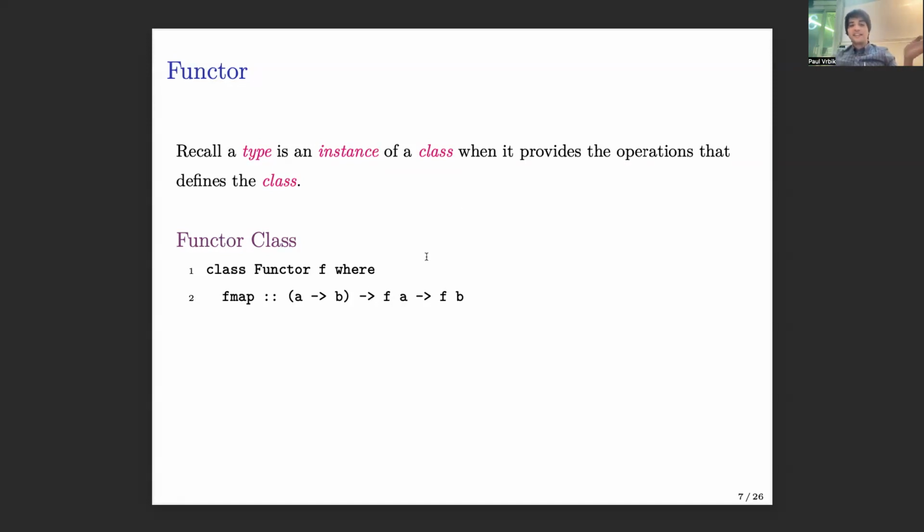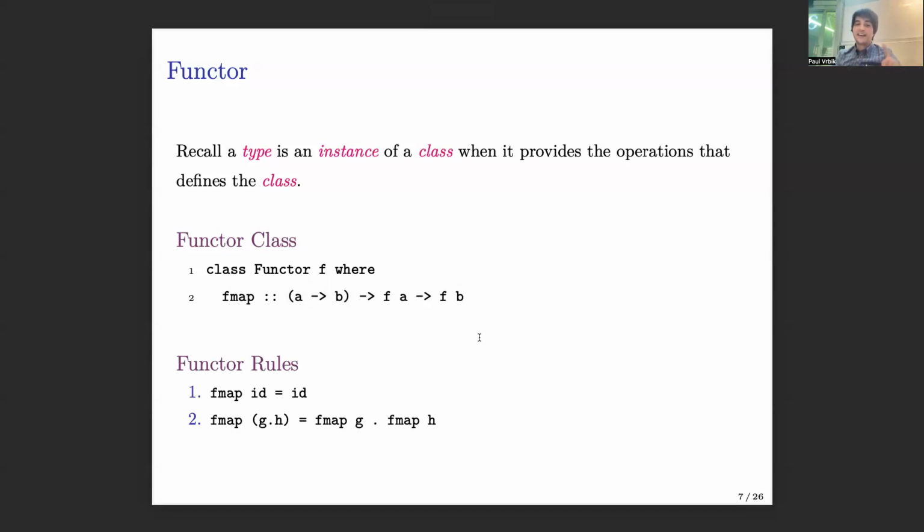So this is what you're going to have to define. You're going to have to define some fmap that takes a function a to b, that gives you some structure over a, and then that same structure over b. That's all that's required to become an instance of a functor.